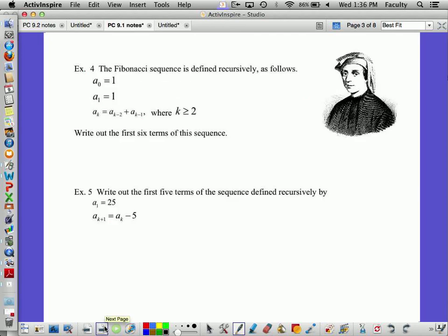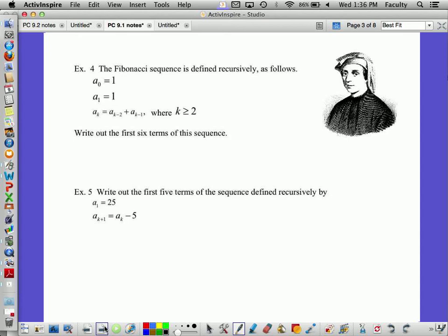All right. The Fibonacci sequence is defined recursively. And recursively is different from that first group we did, where we said a sub n was 3n minus 1. That is called an explicit formula, where you can go find the 99th term using that. With recursive, you need to know the previous one or the previous 2.